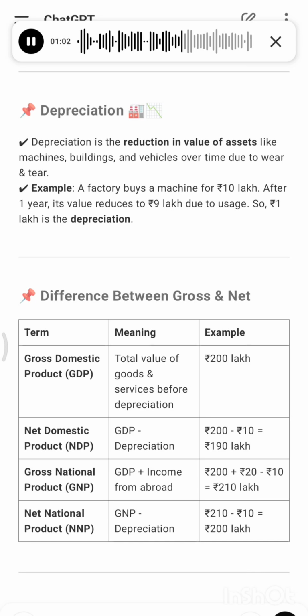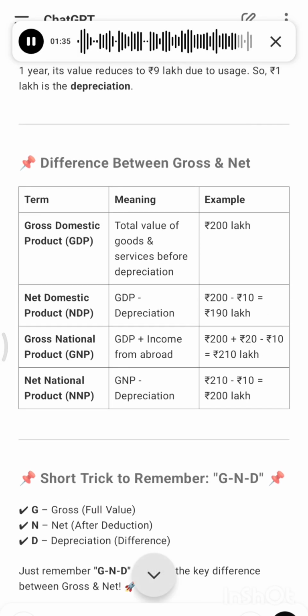Difference between gross and net: term, meaning, example. Gross domestic product, GDP, total value of goods and services before depreciation, 200 lakh. Net domestic product, NDP, GDP minus depreciation, 210 minus 10, 200 lakh. Gross national product, GNP, GDP plus income from abroad, 200 plus 20 minus 10 equals 210 lakh. Net national product, NNP, GNP minus depreciation, 210 minus 10 equals 200 lakh. Short trick to remember, GND. G, gross, full value. N, net, after deduction. D, depreciation, difference. Just remember GND to recall the key difference between gross and net.